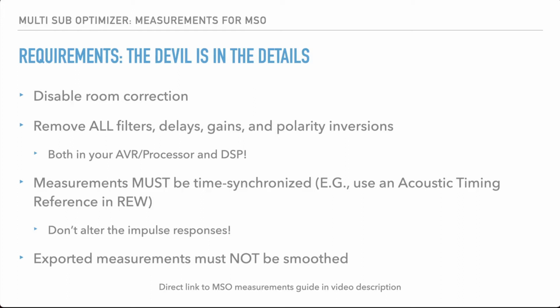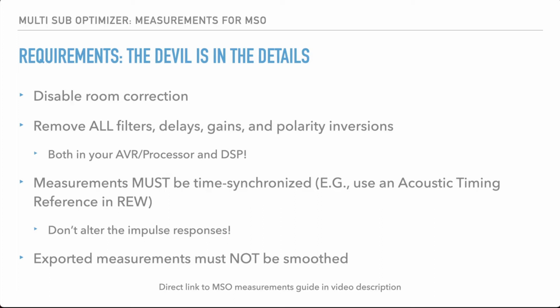We recently helped out a user who, if I remember correctly, had turned everything off, but then had a delay set up on one of his channels that really ended up screwing with his results. And once we found out that he had an extra delay turned on one of his sub output channels, we were able to get him good results. All of the measurements need to be time synchronized, which means we need to use an acoustic timing reference in Room EQ Wizard. That's one of the main reasons that we turn off all of our delays everywhere.